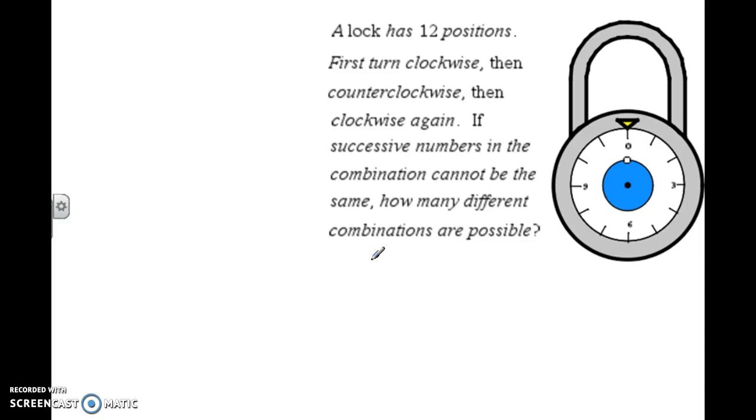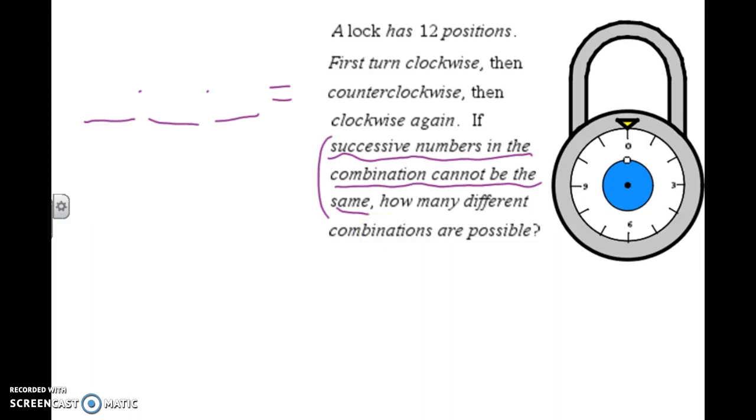This one's a little tougher. Now, a lock has 12 positions, and you probably have these kind of locks, and they turn clockwise and then counterclockwise and then clockwise again. But this is the interesting part of this question: successive numbers in the combination cannot be the same. So there is a stipulation that makes this into a tougher problem. We're going to really have to think how many different combinations are possible. I've got 3 blanks here. I've got to think through. They're going to be multiplied by each other. But this is really a big deal. So let's think about that for a second.